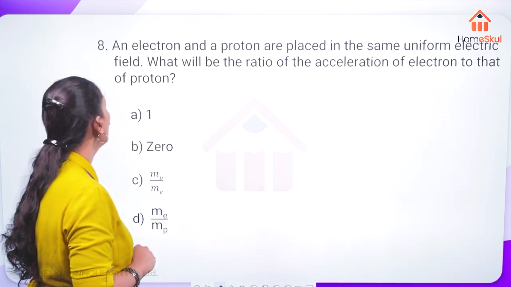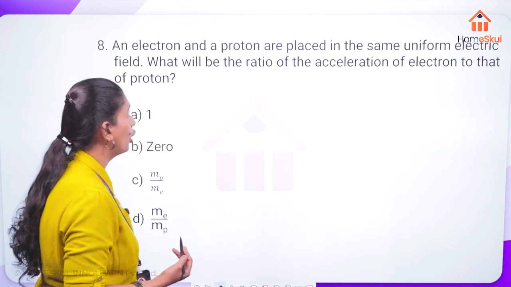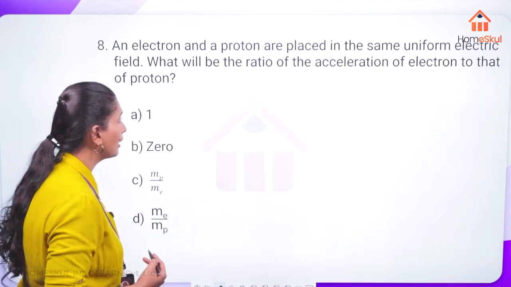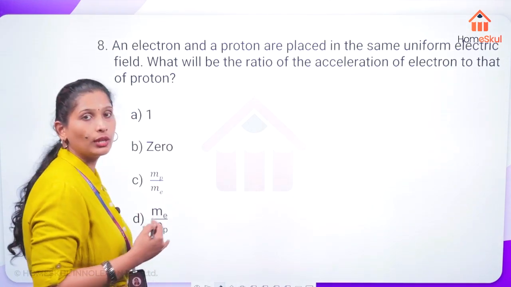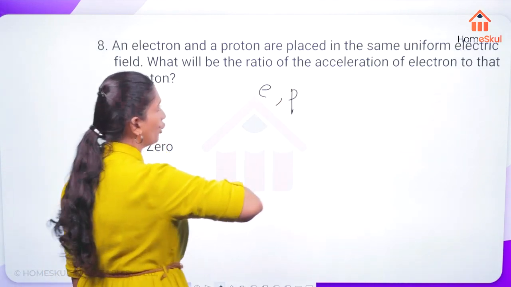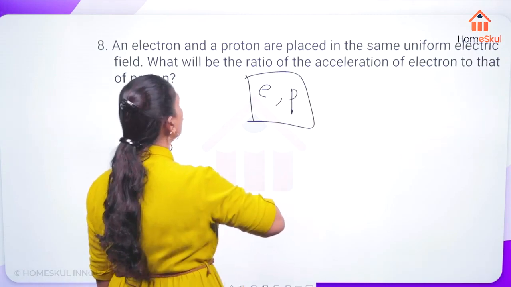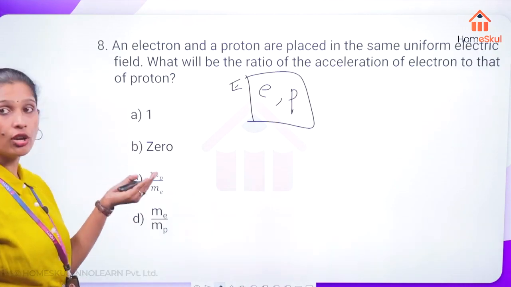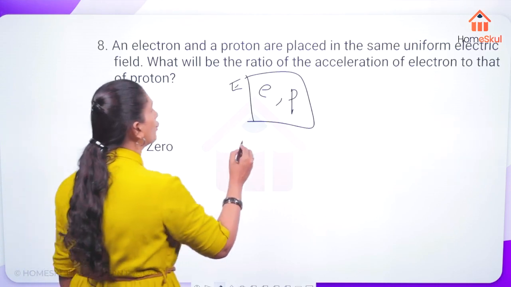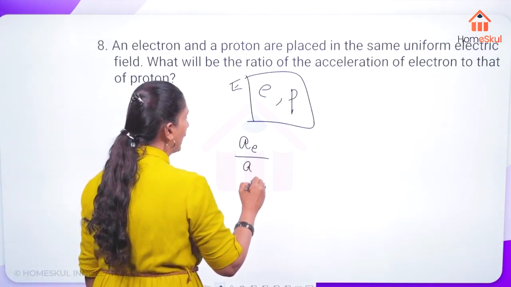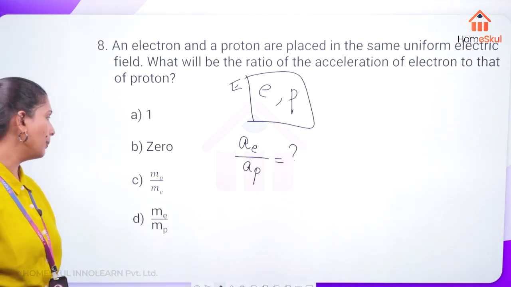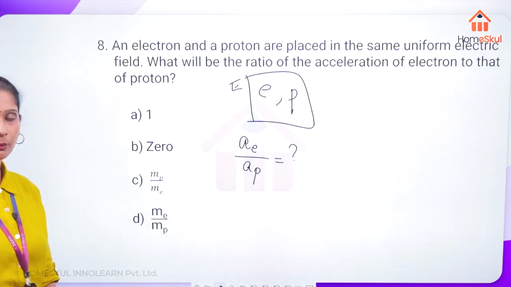Okay. Now, an electron and a proton are placed in the same uniform electric field. What will be the ratio of acceleration of electron to that of proton? So you have an electron and a proton placed in the same uniform electric field, let that be E. And you have to find the ratio of acceleration of electron to that of proton. Will that be equal to 1? Will that be 0? Will that be Mp by Me, or will that be Me by Mp? Now you have to choose.